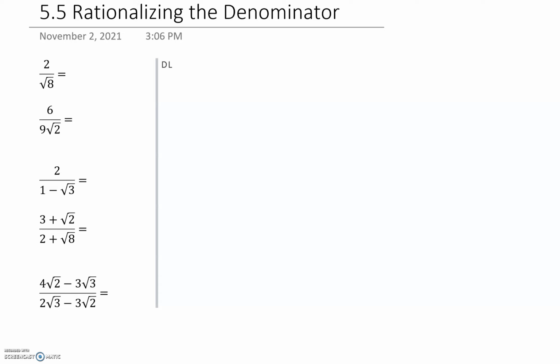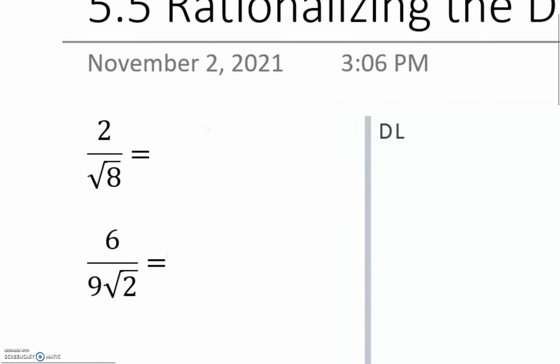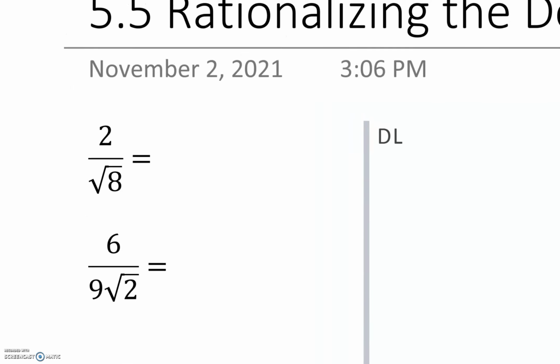Hello and welcome to my video, lesson 5.5, Rationalizing the Denominator. So that means that we're taking the radicals out of the denominator and we're trying to make the denominator a rational number. So we're going to have some simple examples to start and then go into more complicated ones shortly.